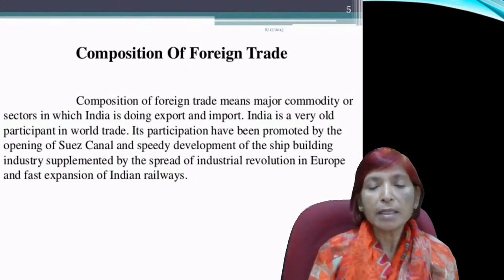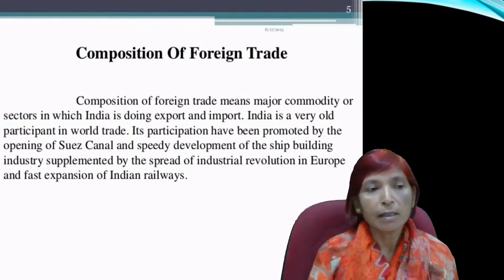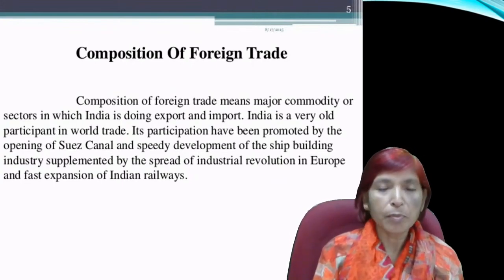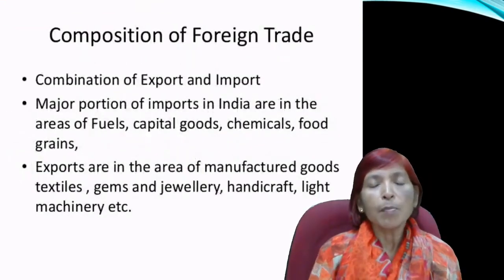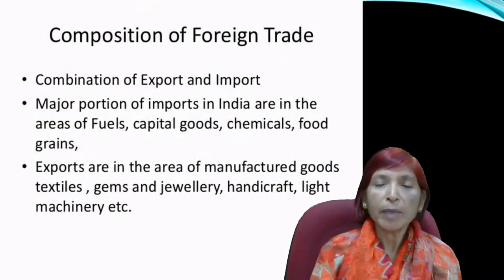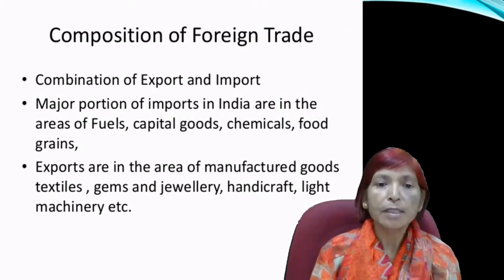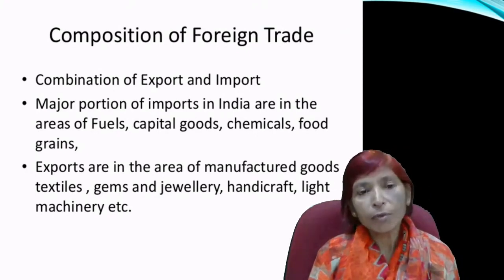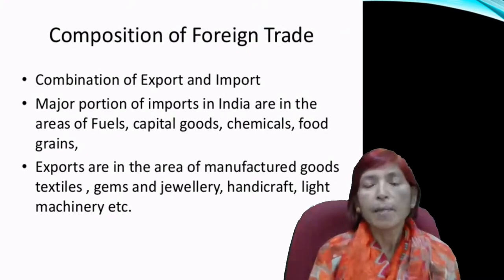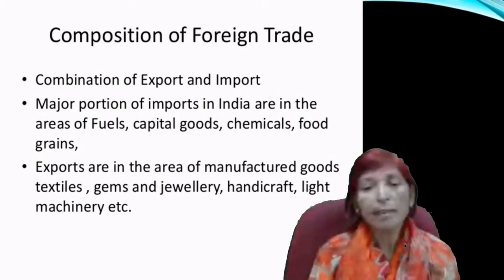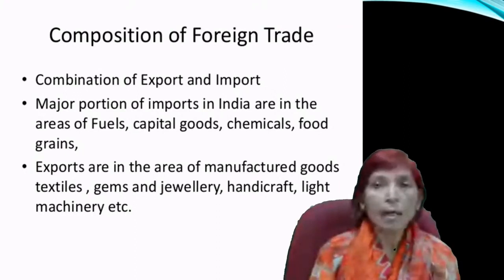So composition mainly tells us about the major commodities or sectors in which India is doing exports and imports. In composition of foreign trade, it is the combination of exports and imports items. Major portion of imports in India are in the areas of fuels, capital goods, chemicals, food grains, and exports are in the area of manufactured goods, textile, gems and jewelry, handicrafts, light machinery, etc.